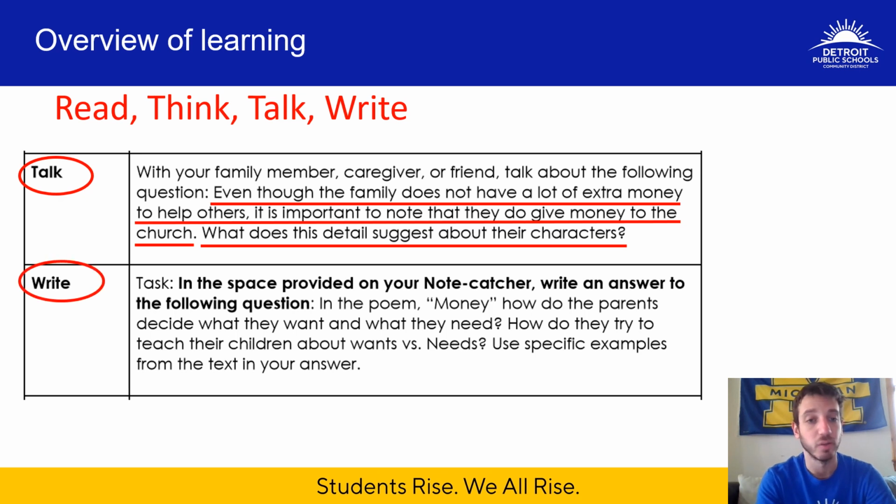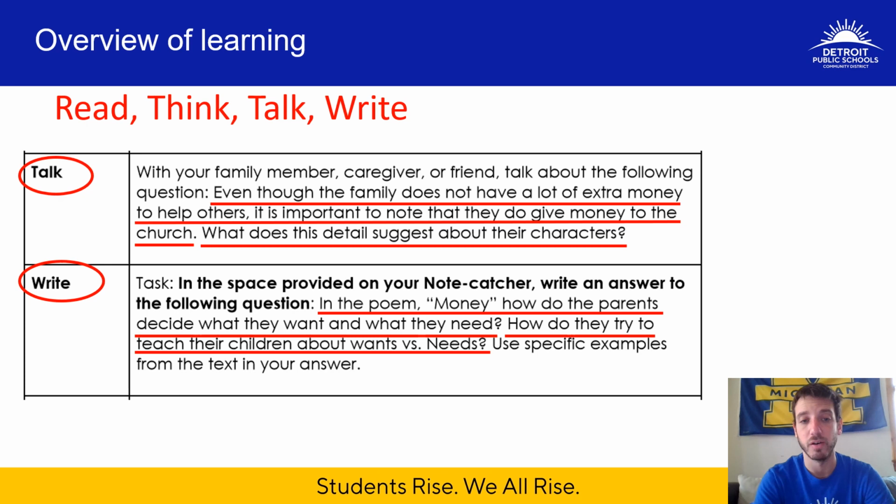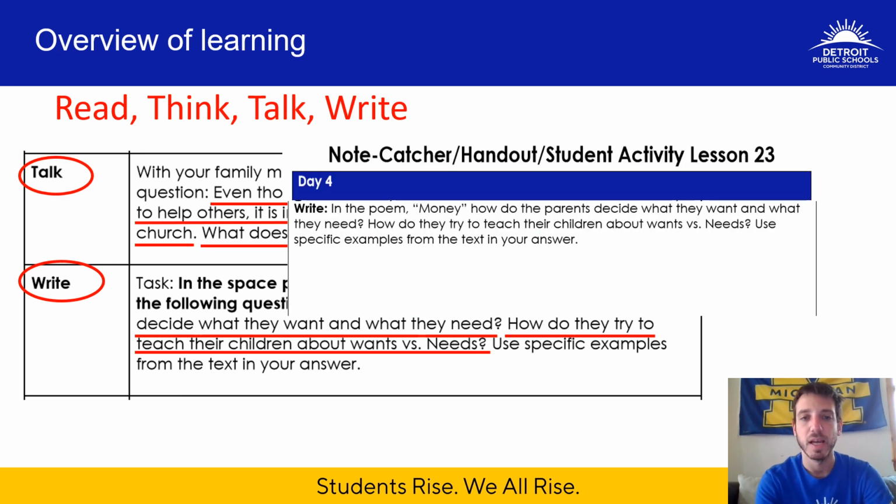Then you're going to complete the writing section, which is writing an answer to this question. The question is, in the poem Money, how do the parents decide what they want and what they need? How do they try to teach their children about wants versus needs? Use specific examples from the text in your answer. So you really want to think about how the parents differentiate between what they want and what they need, and how they try to teach their children about this difference between wants and needs. Because in the writing section you saw something listed in bold, again, that just means that you are required to write your response, not in the box for the writing section, but in the note catcher, which is found on the next page.